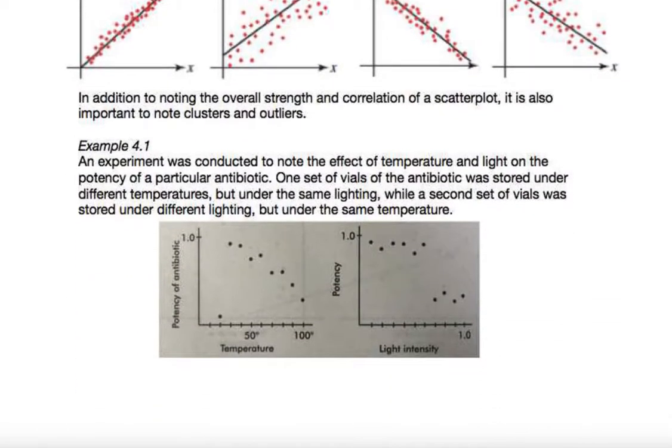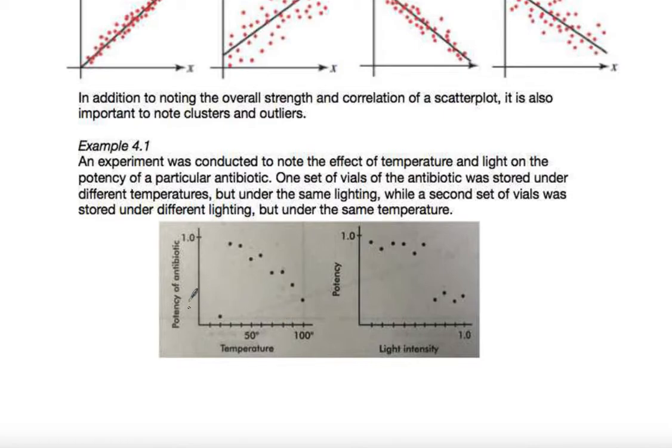So, for example, in your first example that you have to do any work with, it says an experiment was conducted to note the effect of temperature and light on the potency of a particular antibiotic. One set of vials of the antibiotic was stored under different temperatures, but under the same lighting, while the second set of vials was stored under different lighting, but under the same temperature. So, you've got your two scatter plots here. So you've got the temperature. If you look at your x-axis on the first one, your x-axis is talking about temperature. It looks like each one of these lines represents 10 degrees.